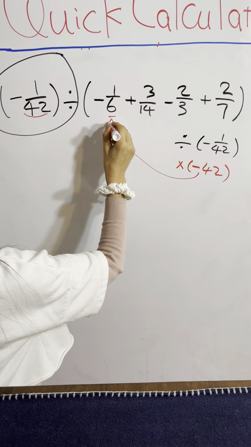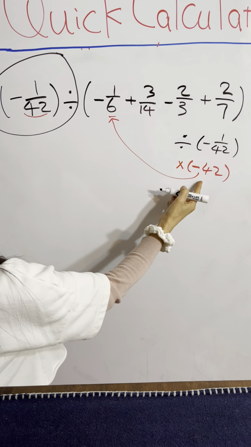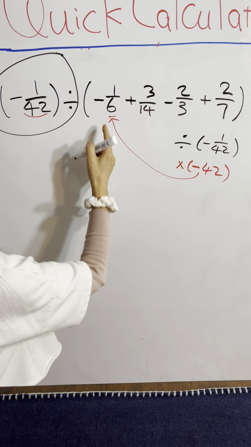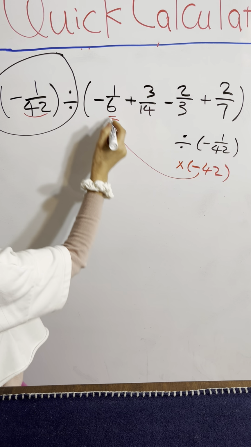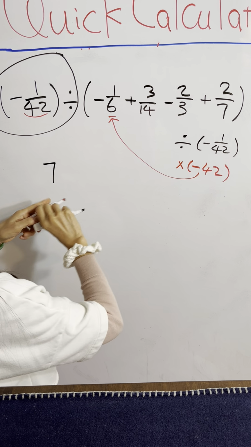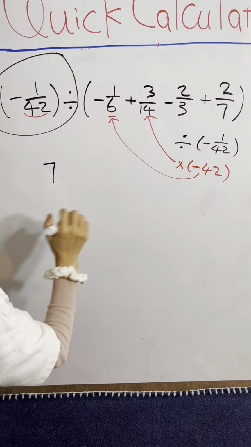So I multiply with the first one. Negative times negative gives me positive. The 6 in the denominator, 42 is the numerator. 6 goes to 42 7 times. So I multiply those two, I get 7. Then I multiply those two. 14 times 3 is 42. So 3 times 3, I get 9. But negative or positive? Positive times negative gives me negative.